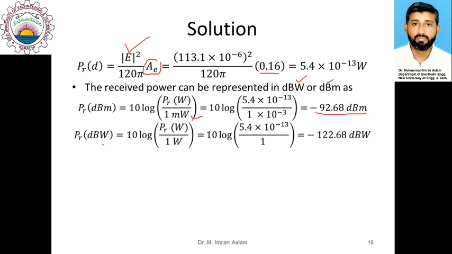Similarly, if we intend to convert it into dBW, in that case the reference would be 1 watt. So if we divide the received power by the 1 watt value and simplify, you would see that this comes out to be minus 122.68 dBW. So this is how we can calculate the received power by using the two-ray ground reflection model.